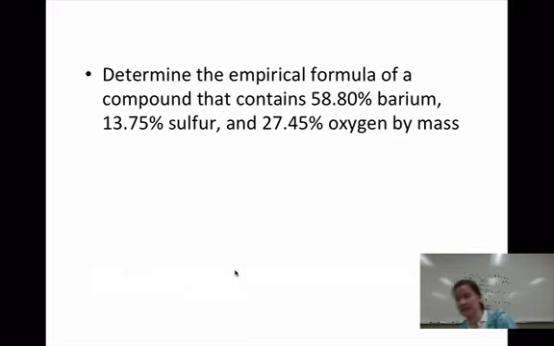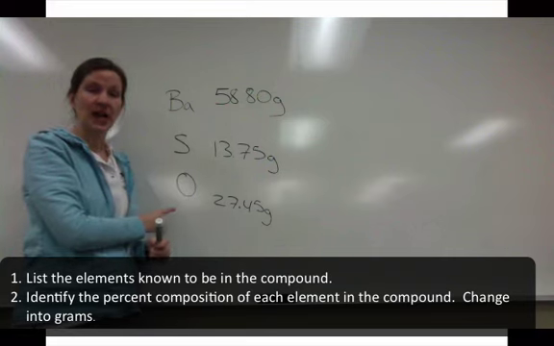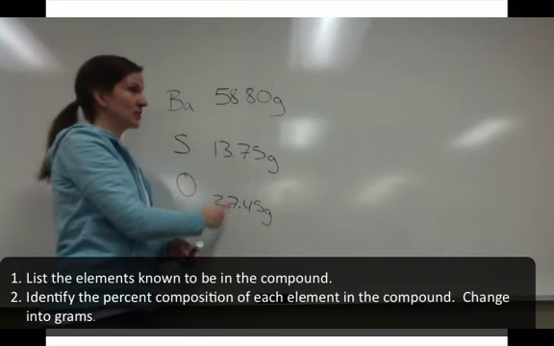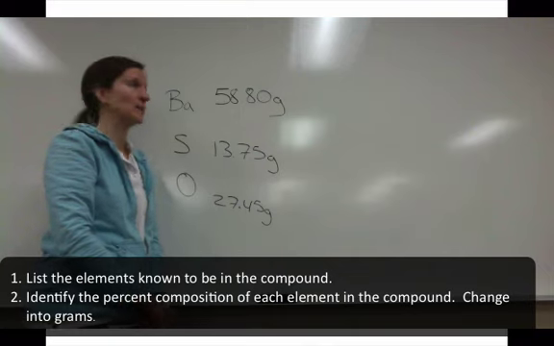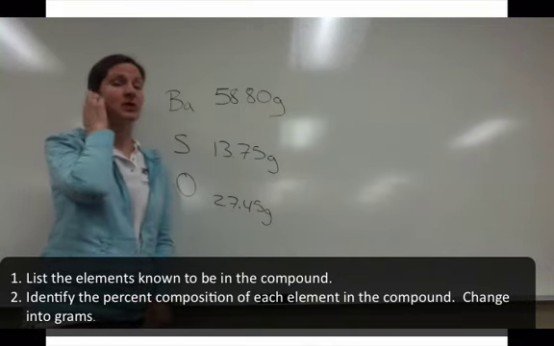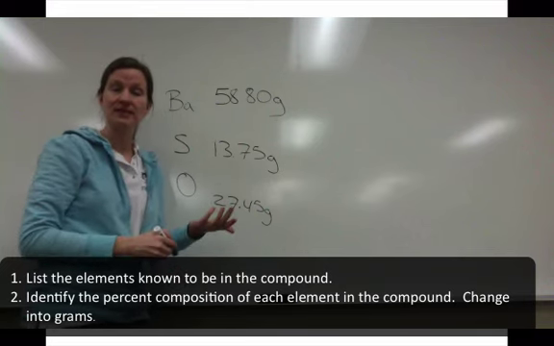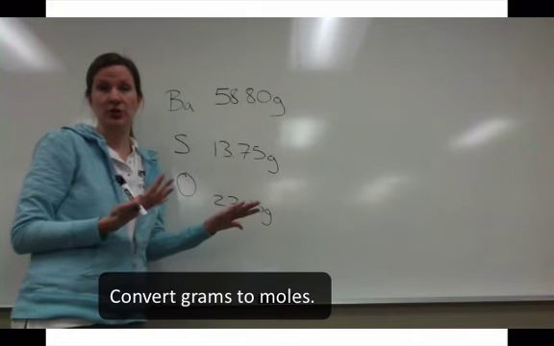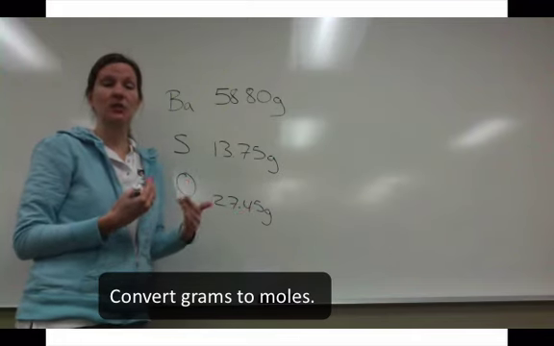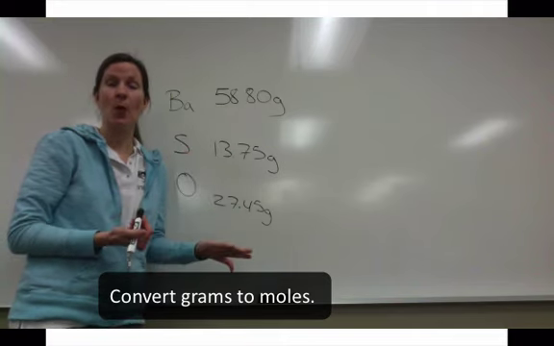So let's do it. The first two steps: write down all of your elements within your compound and write down your percents as grams. The next step was to take all these grams and make them into mole. Because right now we can't compare count based on mass, because one of those things weighs more than the other. So you have to get them to count to get a chemical formula. And the count we use in chemistry is the mole.